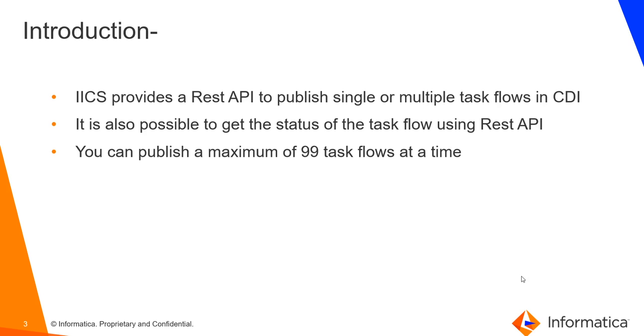Introduction. Once we create a task flow in IICS, on the UI we see a publish option, but today we will learn a new way to publish task flows, that is using REST API. IICS provides a REST API resource, that is V1 publish resource, to publish task flows. In a single REST API call, you can publish single or multiple task flows. At a maximum, you can publish 99 task flows in a single call. You also have an option to get the status of the task flow published using REST API.